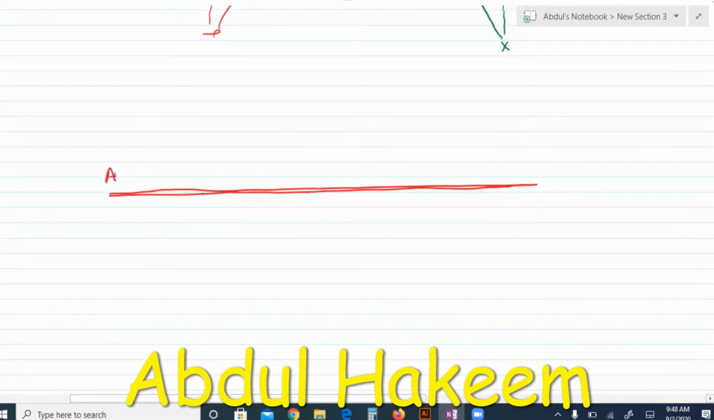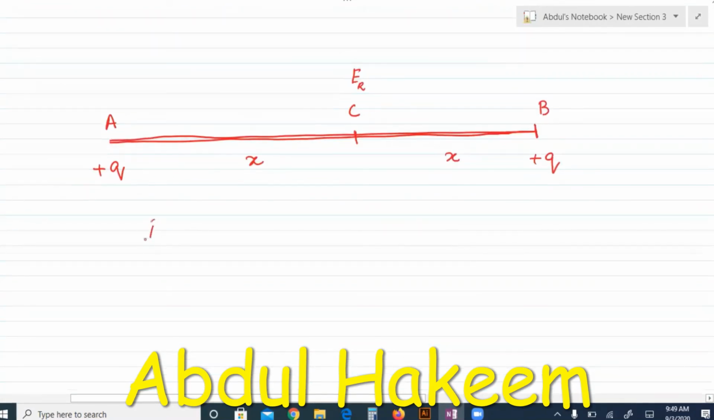This point is A, this point is B, this point is C. Positive charge is placed here, positive charge placed here, this distance is X, distance is X, and the question is: calculate the resultant E here at C. So first step, we will calculate E due to A at C.